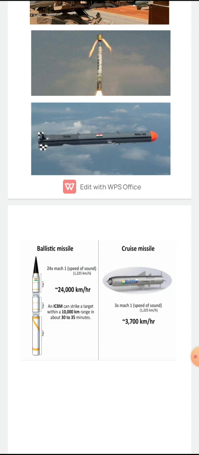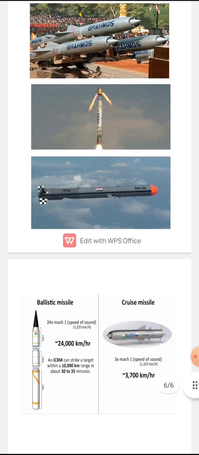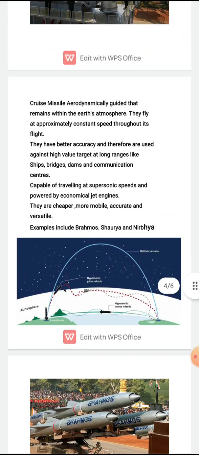Talking about cruise missiles, their speed varies from 1 Mach to 3 Mach. Okay, so 3 to 4 Mach is the maximum speed of cruise missiles, so around 3,700 km per hour. So this was the major difference between ballistic and cruise missile.